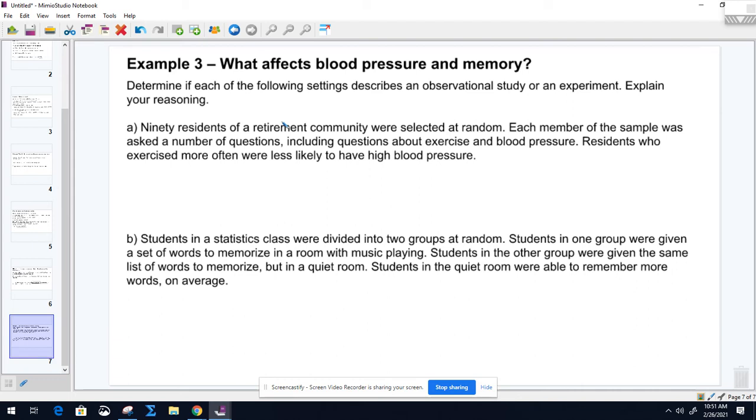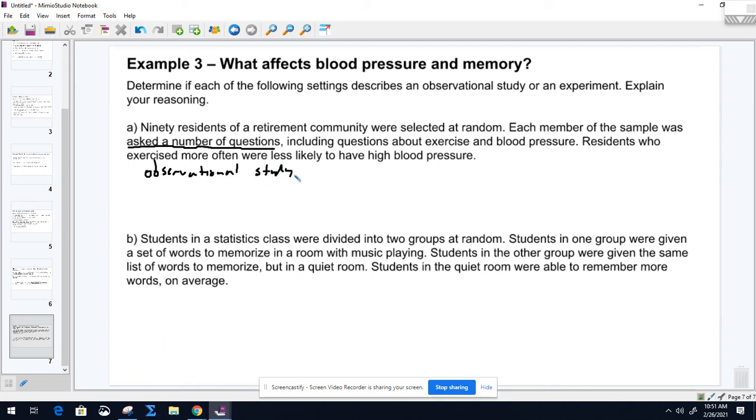So in this problem right here, okay, are we doing anything to lower the blood pressure? And the answer to that is no. We are asking a basic question. All we're doing is asking questions. We're not trying to influence or change the behavior one way or the other. So this is just an observational study.